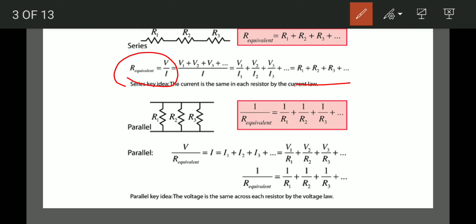So this particular combination increases the value of equivalent resistance. That means the equivalent resistance is always greater than the individual resistances.